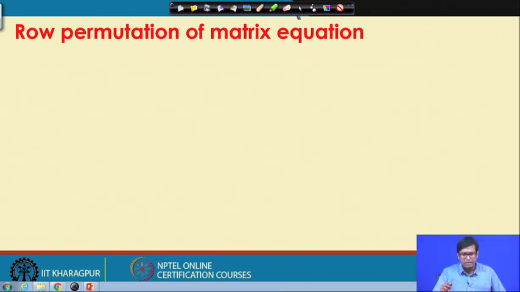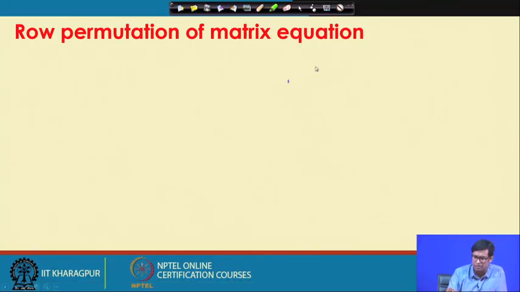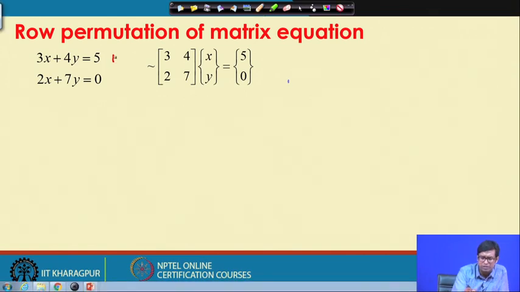So, the next point is what happens if we have a row permutation of the matrix equation, and again for simplicity we will consider the case with 2 equations, 2 unknowns. This is 3x plus 4y is equal to 5, 2x plus 7y is equal to 0. Now, if we do a row permutation, that means if I change the order of the equations, say this is equation 1 and this is equation 2.